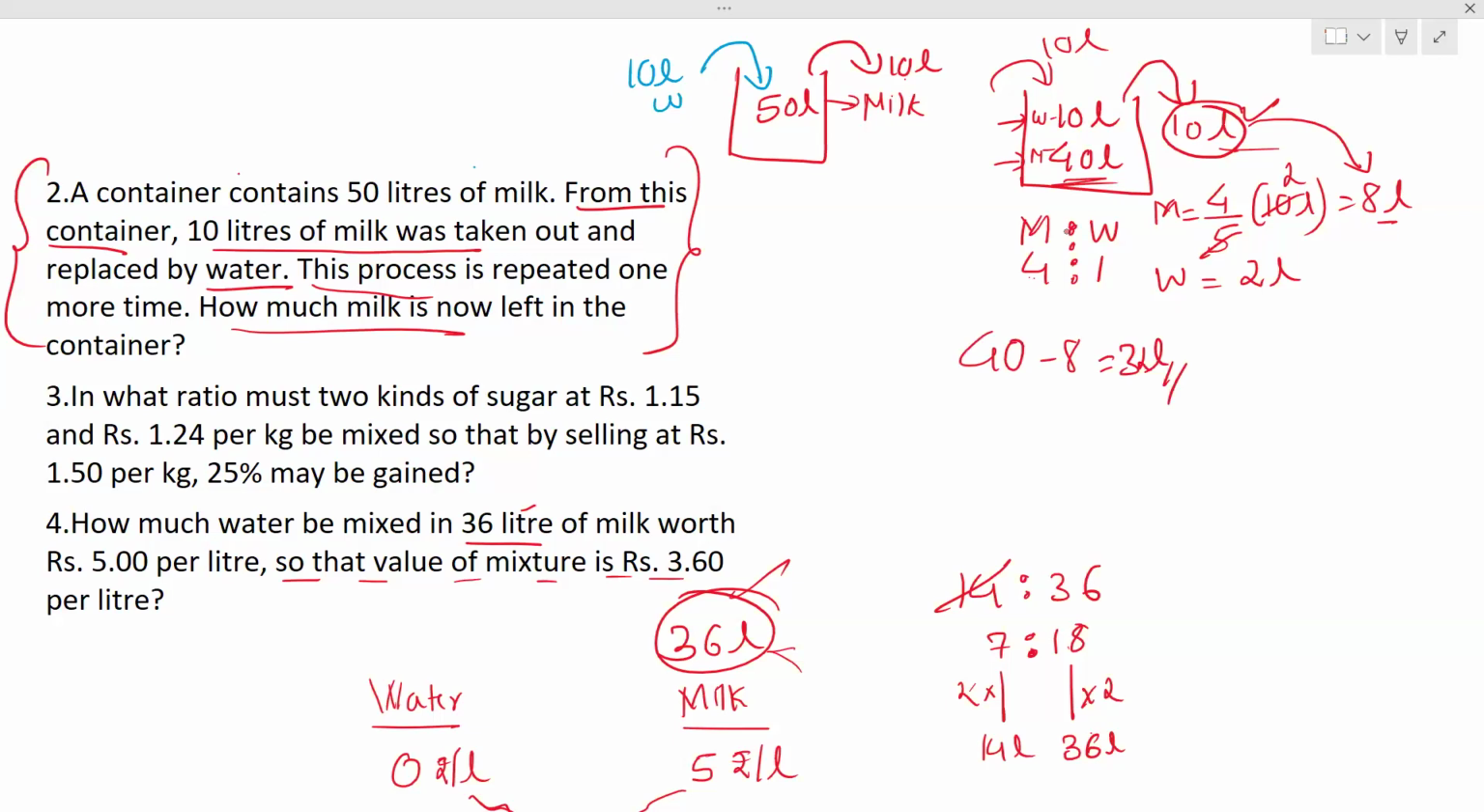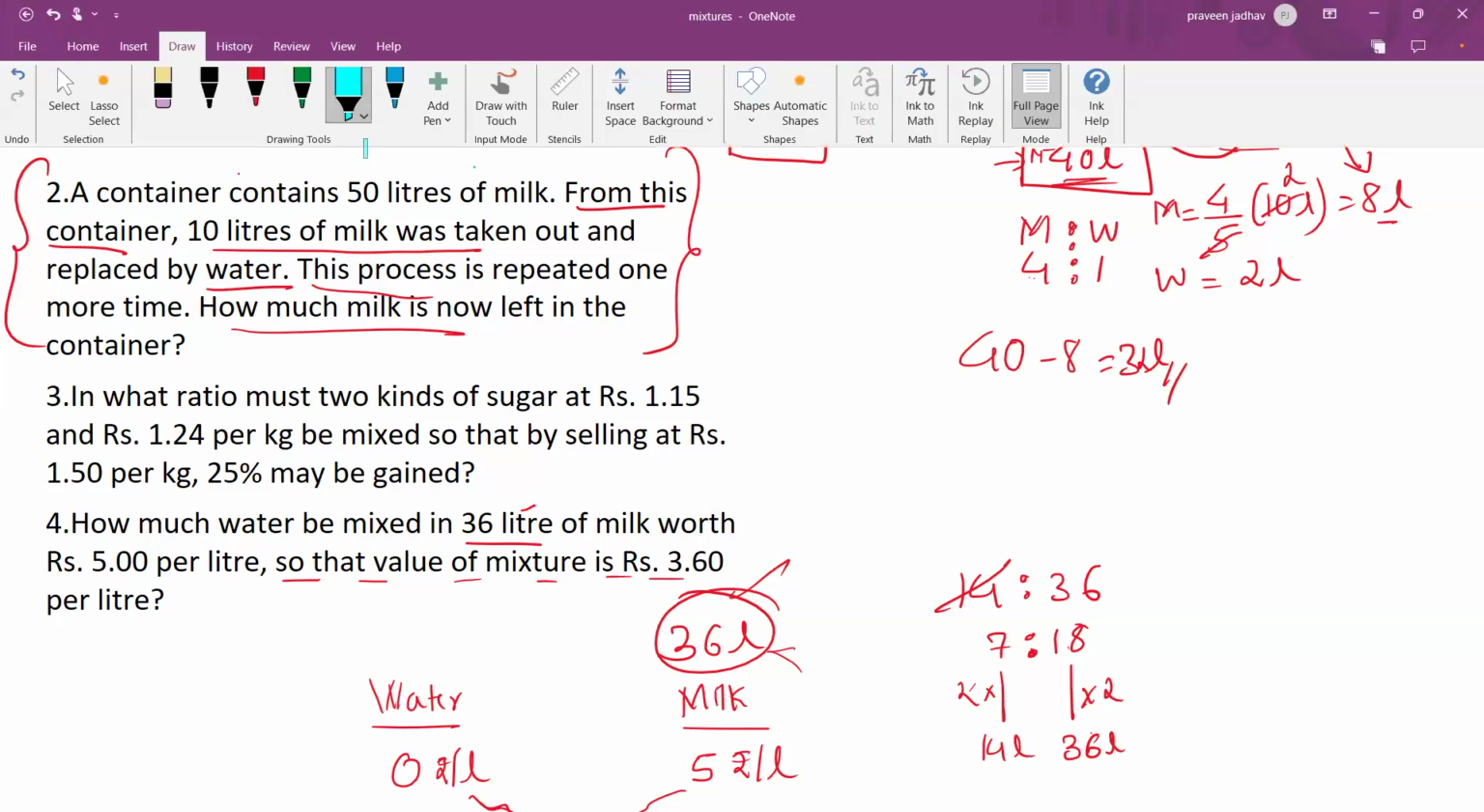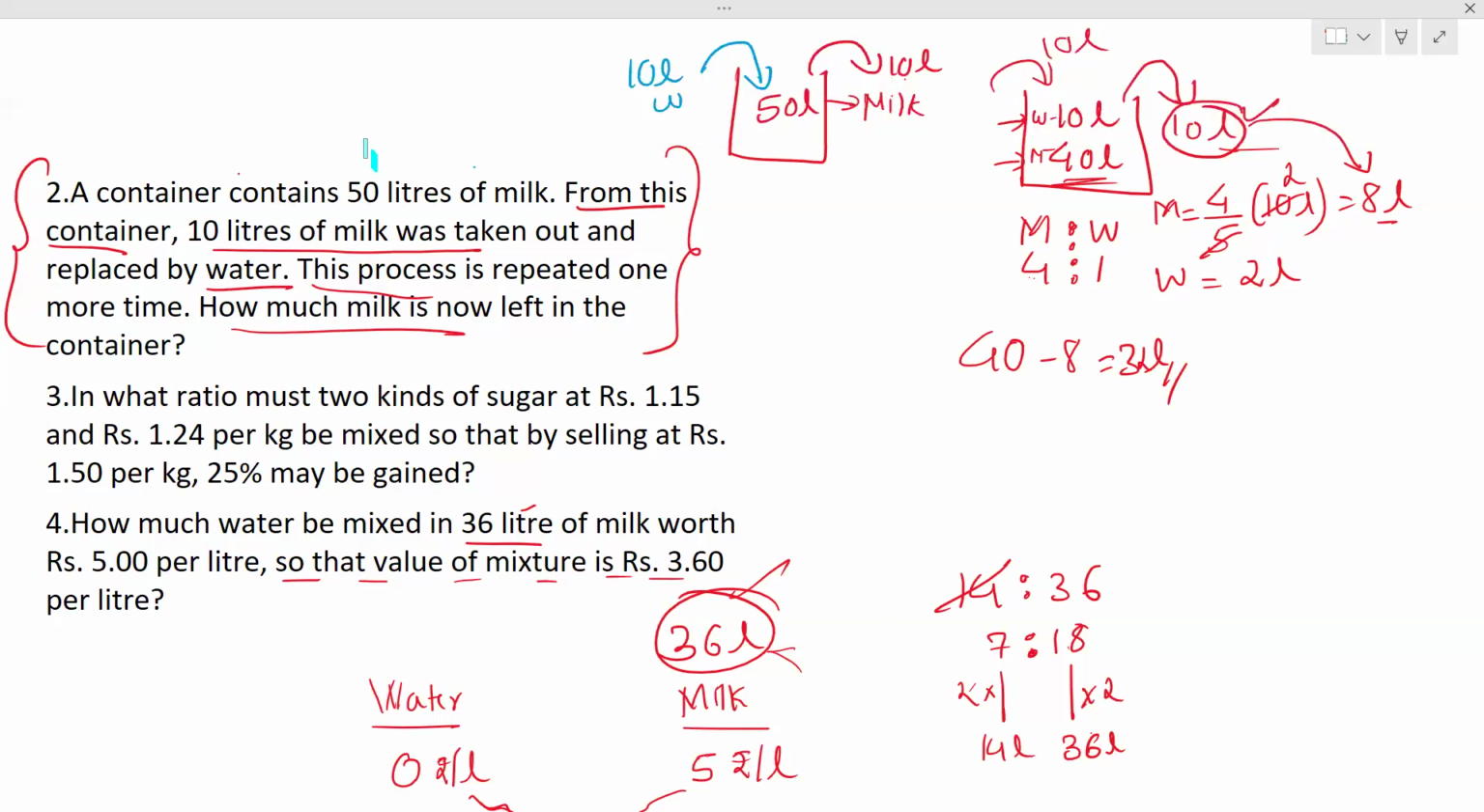Understanding, everyone? Getting it? Okay. Do you want me to repeat again? Anyone who wants me to repeat again, quickly let me know. Initially, there was a vessel which contains 50 liters of milk. From that vessel, 10 liters was taken out. If 10 liters is taken out, what will be lost? It will be pure milk that will be lost.